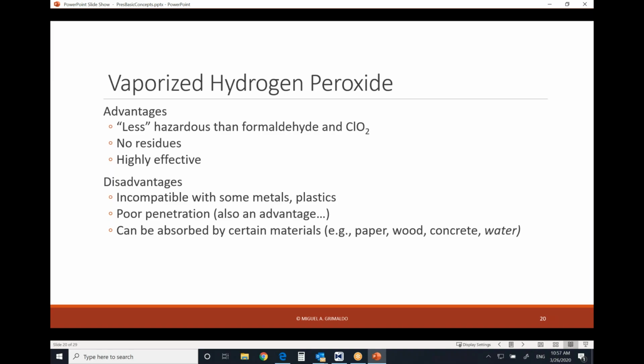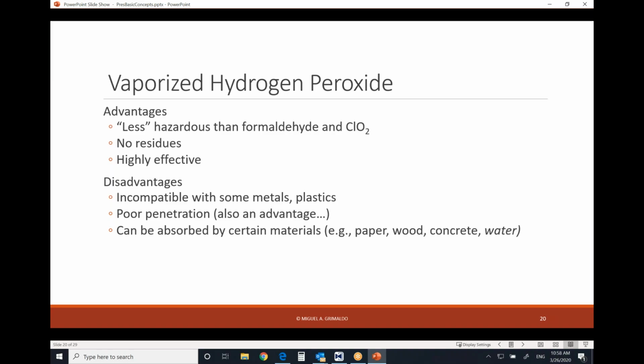It has good penetration, like I was saying, because it's a vapor. So basically, it doesn't diffuse. If you have a room that is not gas tight, it's more proper to use vaporized hydrogen peroxide, because you don't have the problem of the chemicals diffusing out of the space that you are decontaminating. So that's also an advantage. Another problem is that it can be absorbed by paper, wood, and concrete, so it may take some time to release the peroxide out of these surfaces.